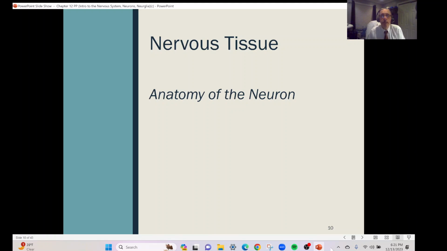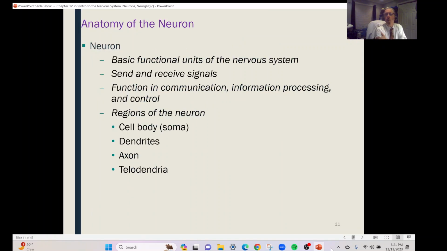In this lesson, we'll take a look at the main cell of the nervous system, which is the neuron. We'll focus on the anatomy of the neuron. So we could think of the neuron as the basic functional unit of the nervous system. This one has the ability to generate nerve impulses known as action potentials and then send them away. But they can also receive signals from other neurons. So therefore, the neuron functions in communication. It also functions in information processing and even control.